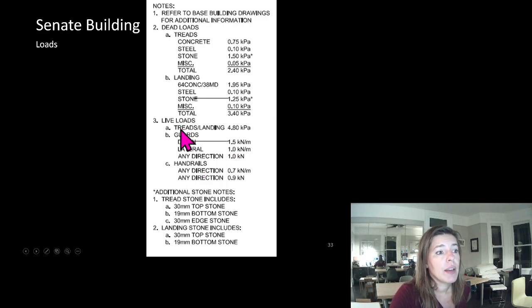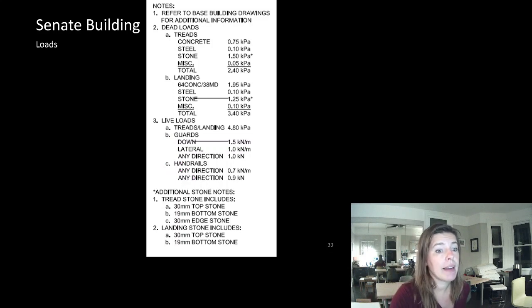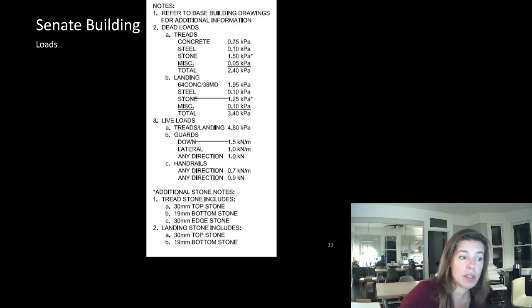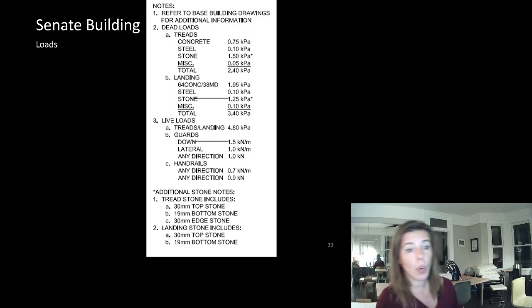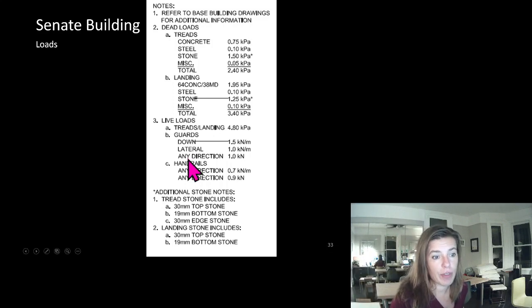Live loads. The treads in the landing, 4.8 kPa, what I've talked about. And then here you can see we have the guards and the handrails broken down. That we'll jump into next week. And I think I actually come back to this exact stair to talk about guards. So I do this same process where I show you the design process within the guard for this stair as well.